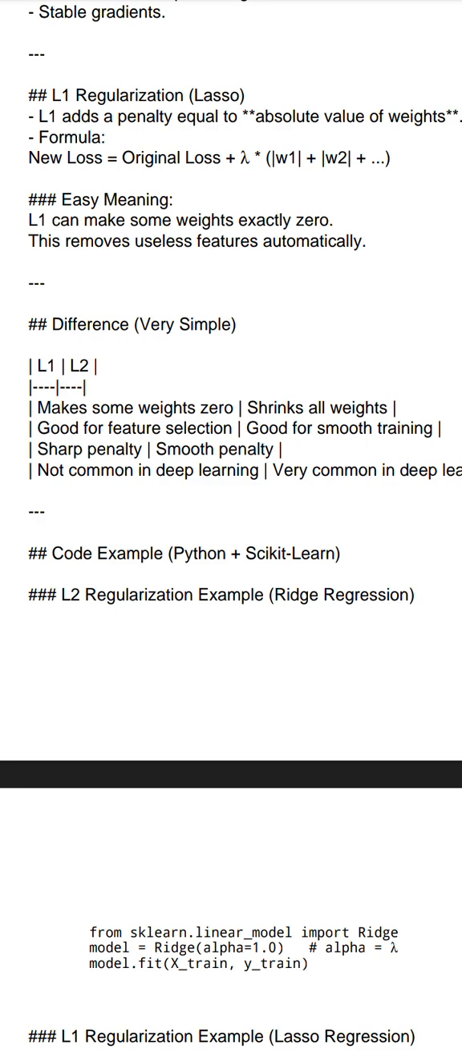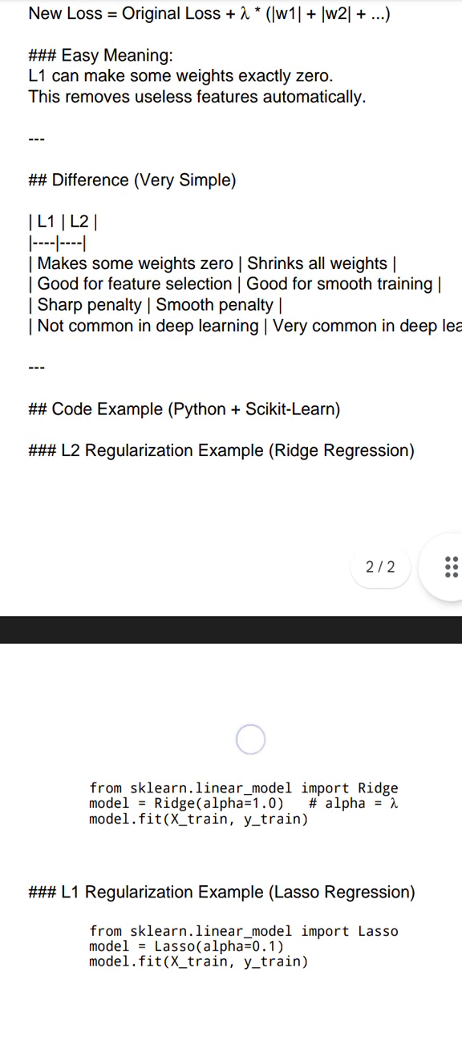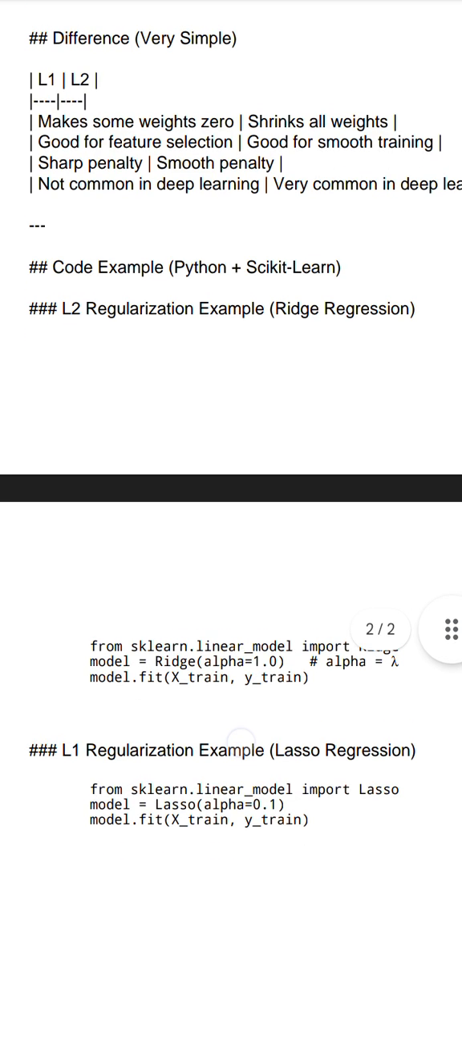Easy meaning, how we can understand: L1 can make some weights exactly zero. This removes useless features automatically. Oh, that's great.